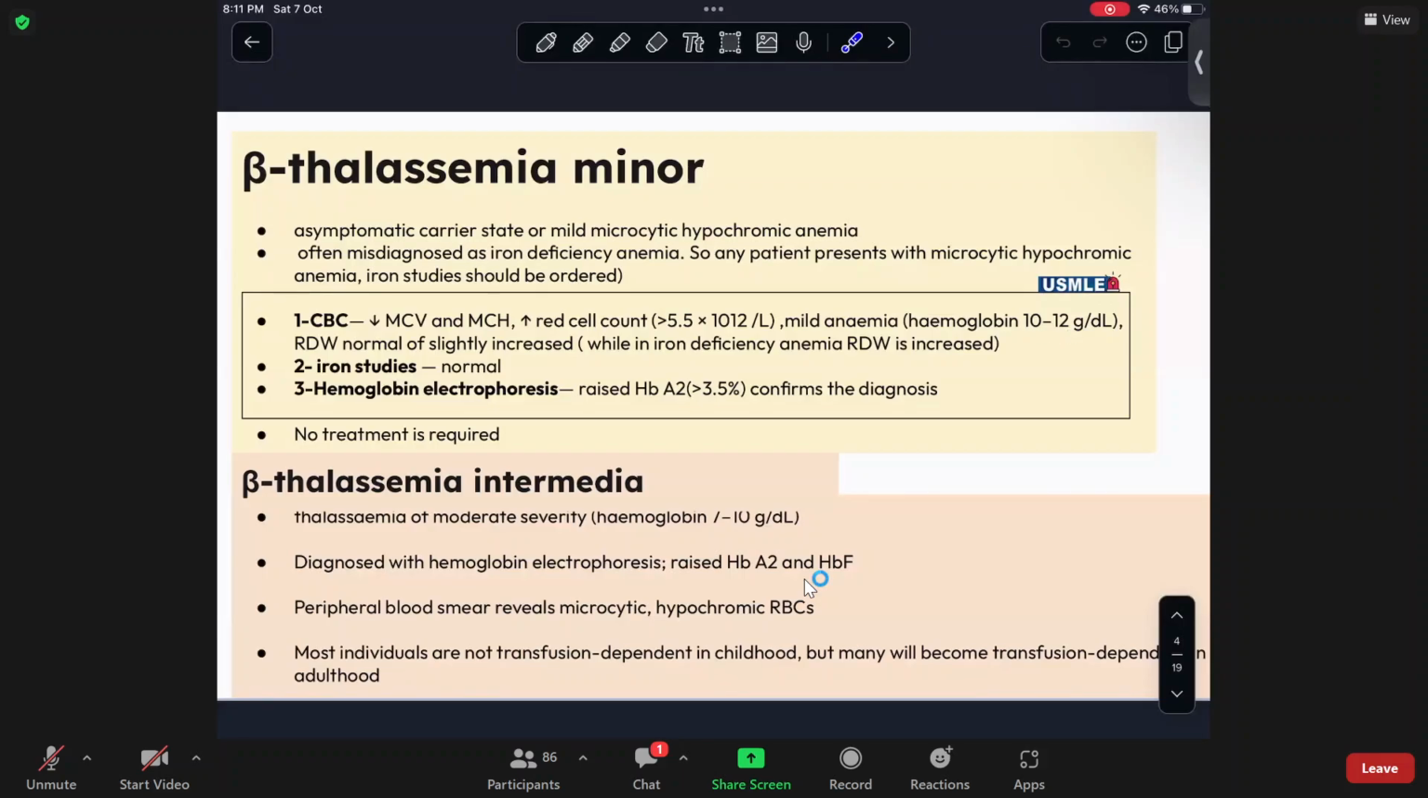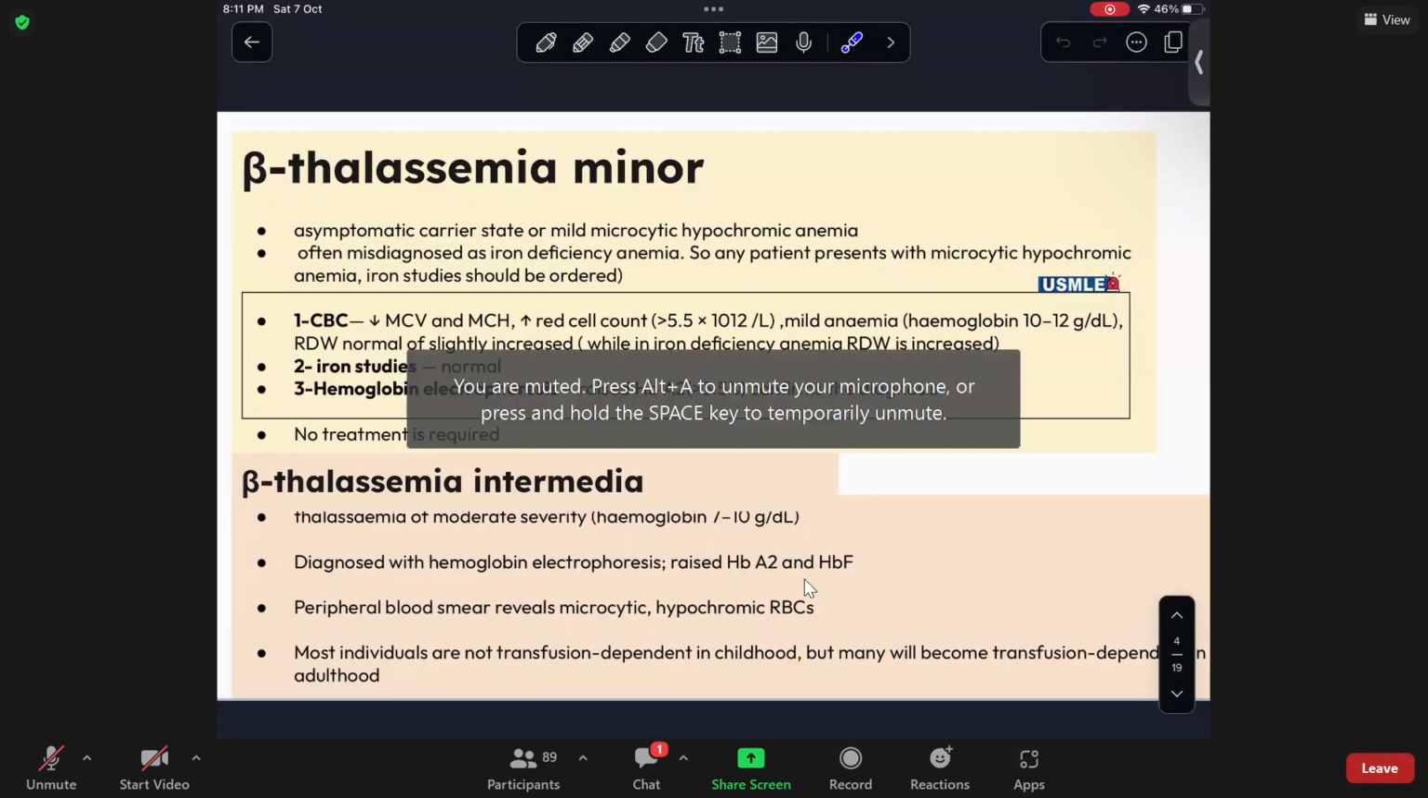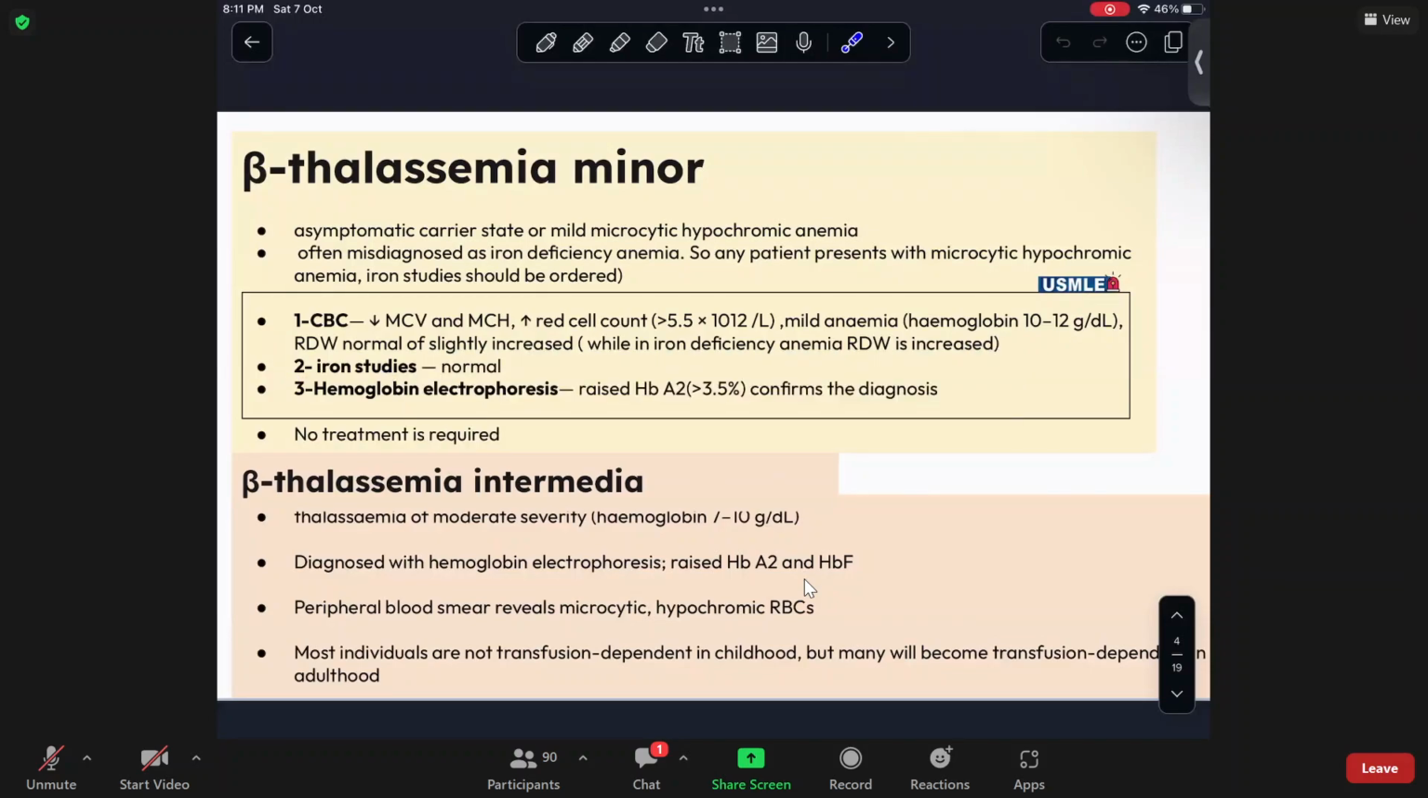The RDW is normal or slightly increased. RDW can help you differentiate between iron deficiency anemia and beta thalassemia, because RDW is increased in iron deficiency anemia. So this is something you can differentiate from the CBC. Then you should order iron studies. Why? Because we want to differentiate it from iron deficiency anemia. It would be normal.